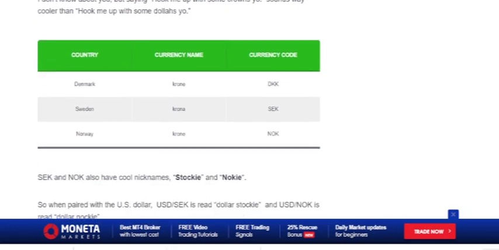So these are the Scandies, the Scandinavian countries, Denmark, Sweden, and then Norway. The krone.